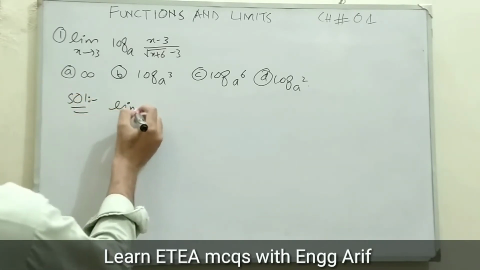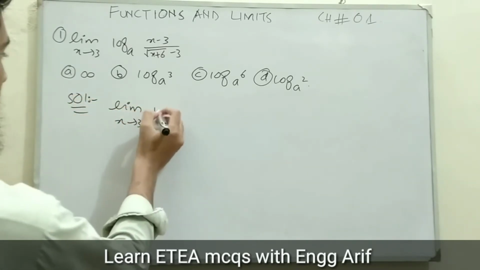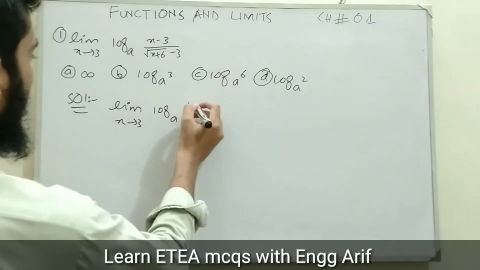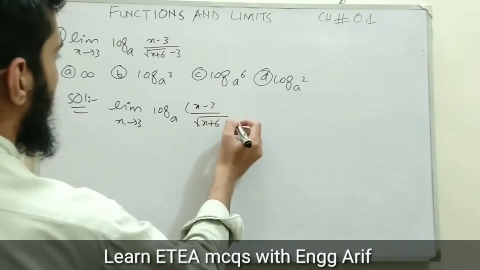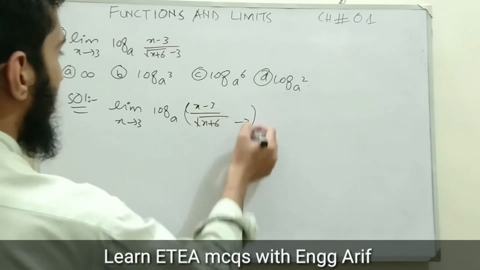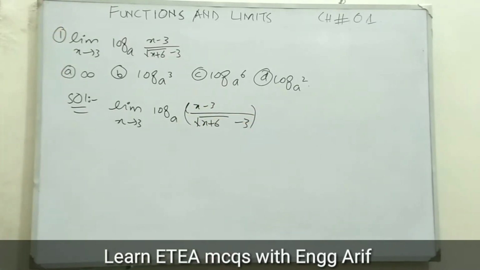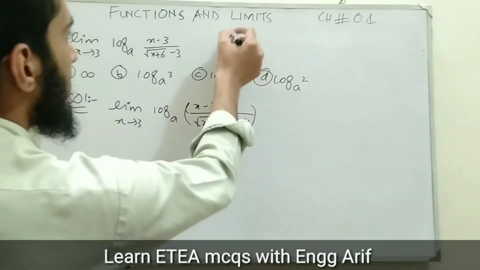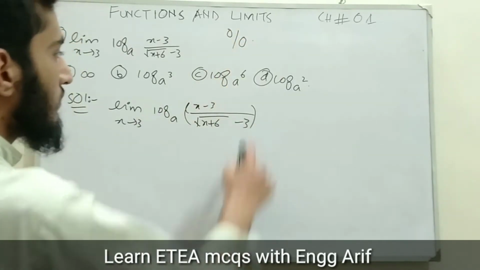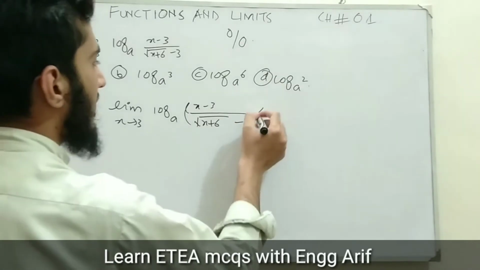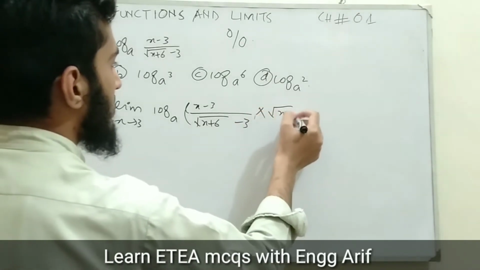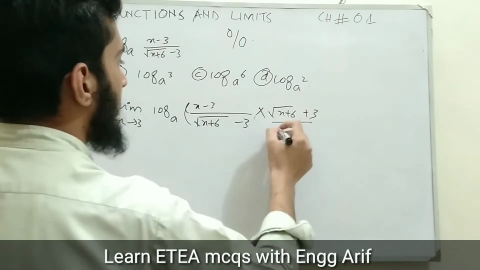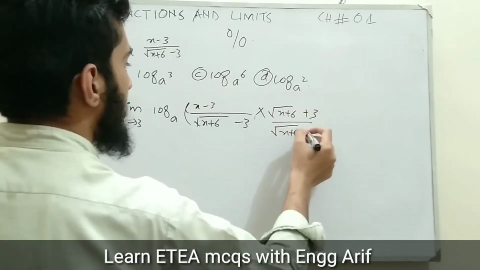Taking the given question, limit x approaches to 3, log of base a. In the power we have x minus 3 divided by under root of x plus 6 minus 3. So the power cannot be solved directly. If we apply the limit, it will give us a 0 by 0 indeterminate form. So first we are going to rationalize it by multiplying by the conjugate of under root x plus 6 minus 3. So its conjugate is under root of x plus 6 plus 3, divided by under root of x plus 6 plus 3.